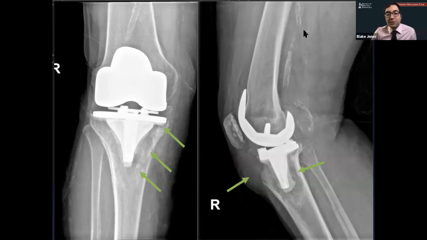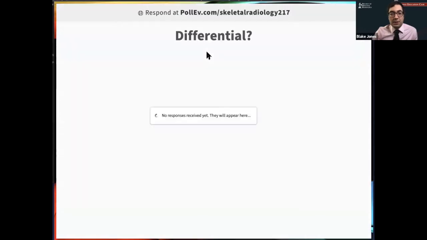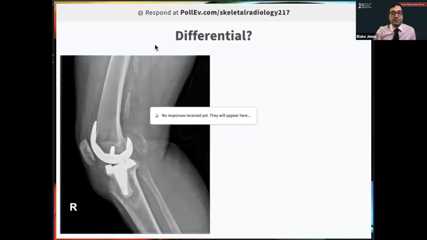So frontal and lateral here is showing you better this lucency by the arrows, and then lucency all around the tibial component and this focal area where the soft tissues are sort of prominent here anteriorly. So what do you guys think?